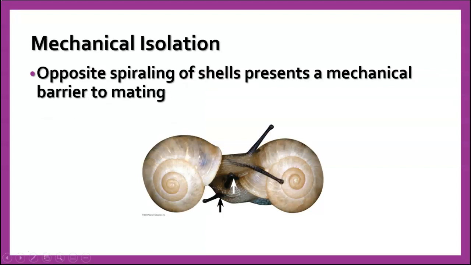Mechanical isolation has to do with whether they're physically prohibited from exchanging gametes with each other. These snails have shells that swirl in opposite directions, and because of that, the proximity of their genitals to each other makes it difficult, if not impossible, for them to exchange gametes. So there's a physical barrier that prevents them from mating with each other, and therefore that's going to separate them into different populations.